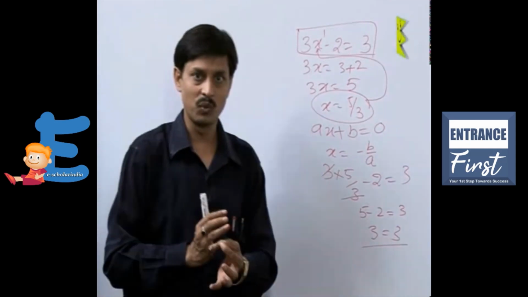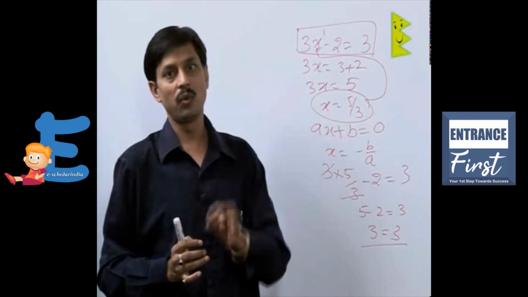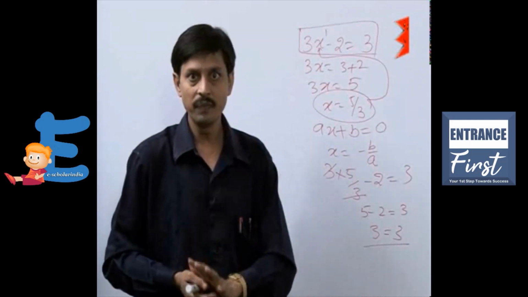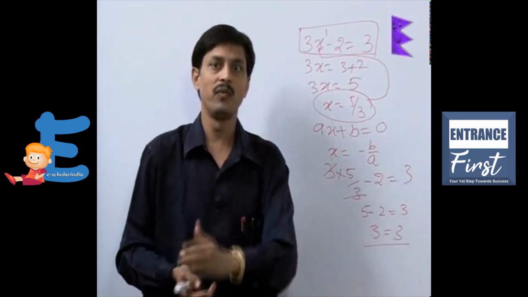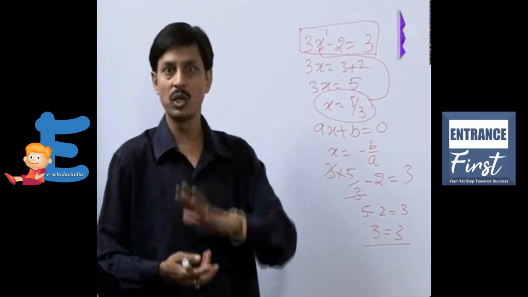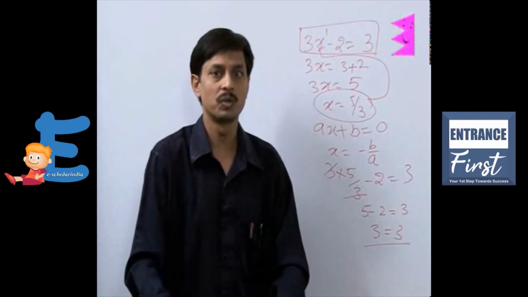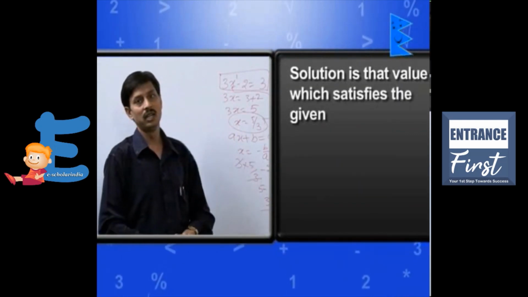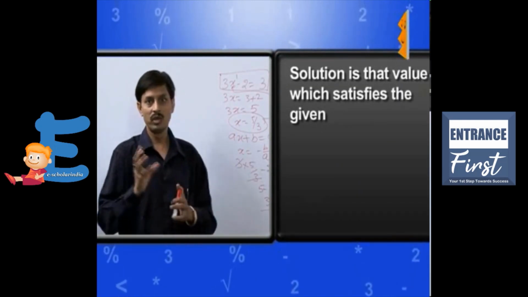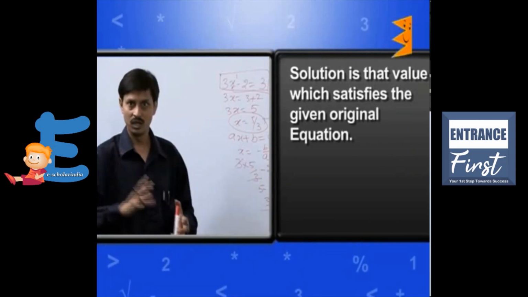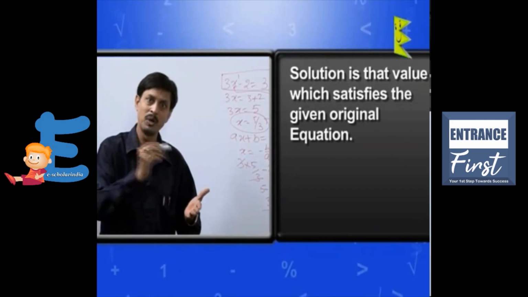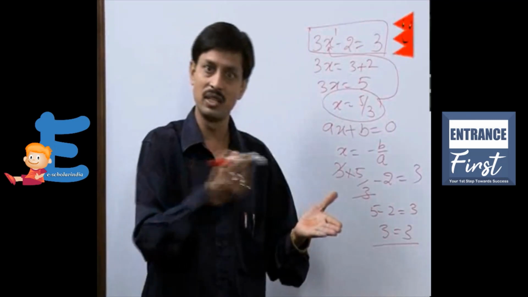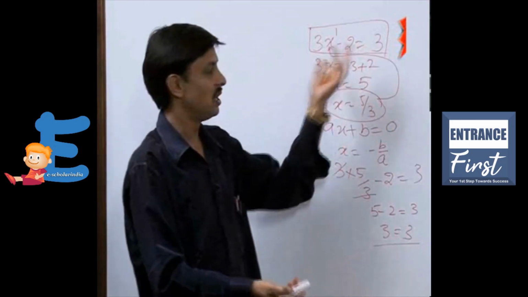So what is a linear equation? A linear equation is one where the degree of the variable is 1. A linear equation in one variable has only one solution. What is the meaning of solution? A solution is the value which satisfies the given equation. So it is clear what the difference between equation and identity is. It is clear what an equation is, what an identity is, and what linear equations are.